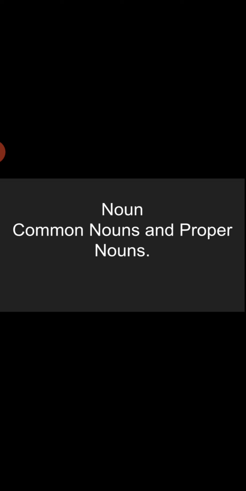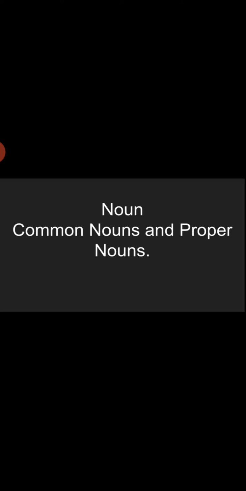Radhika, Sunita, Pravalika, we say. Sachin Tendulkar, the cricketer. So specifically when you are pointing out the name or place, then it is called a proper noun.